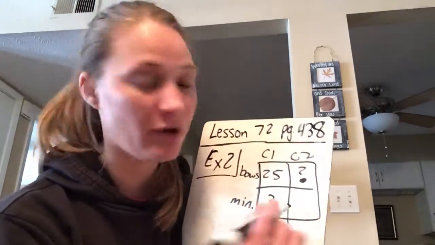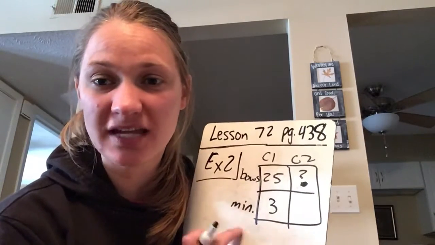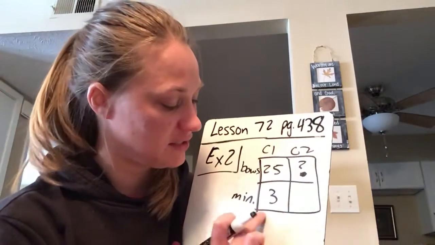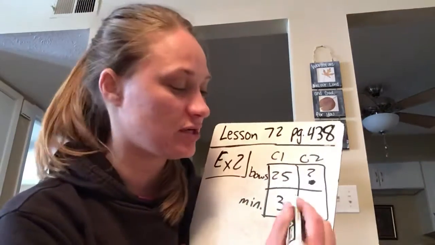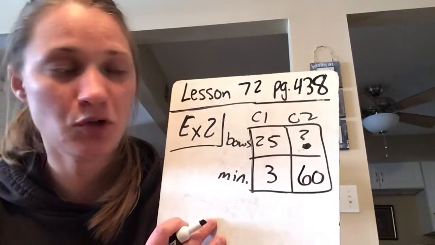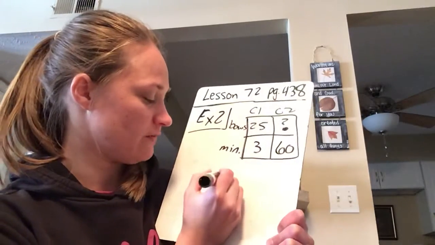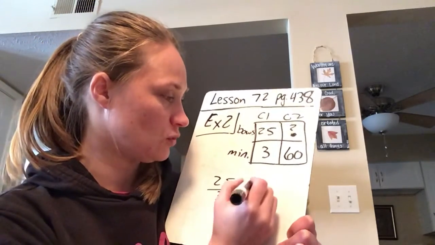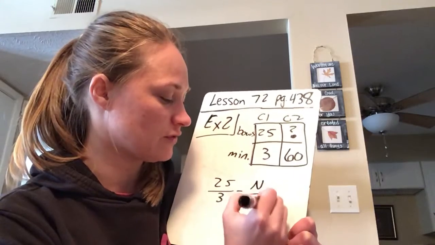Be careful, we don't want to write a 1 there. We're talking about minutes. We've got to stay uniform, consistent. So we need to change 1 hour to 60 minutes. 60 minutes in 1 hour. Cool? So we're coming down here. 25 over 3 equals missing number over 60.